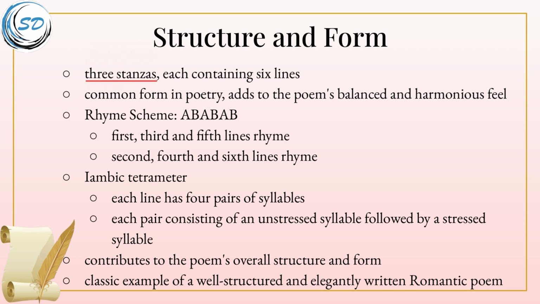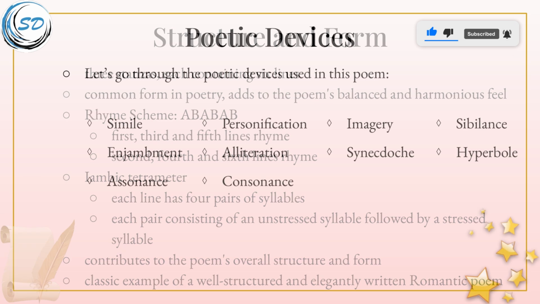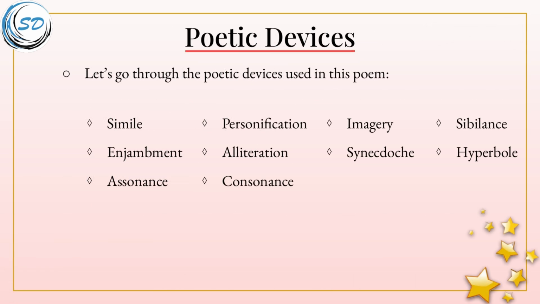The combination of the 3-stanza structure, the rhyme scheme, and the iambic tetrameter meter contributes to the poem's overall structure and form. It's a classic example of a well-structured and elegantly written romantic poem. Let's go through the poetic devices used in the poem.